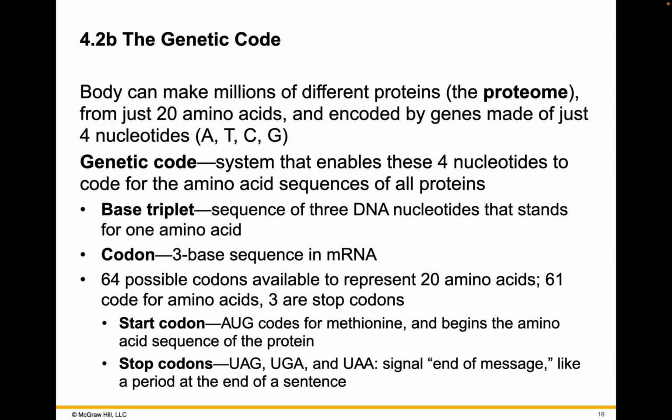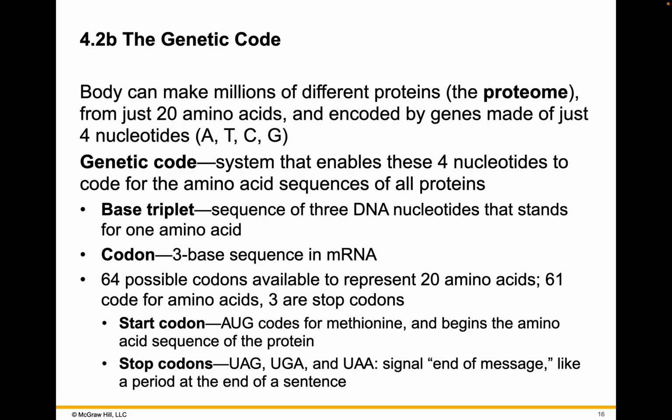The code is written in groups of three. A base triplet, the sequence of three DNA bases that stands for one amino acid. A codon would be the three-base sequence in the messenger RNA. There are 64 possible codons, 64 combinations of three if you have four to choose from, and they are used to represent 20 amino acids. 61 of those do code for an amino acid. The other three are stop codons.